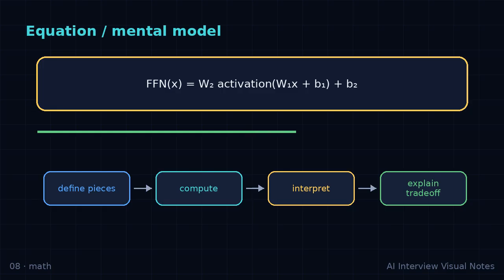Interview checklist. Say attention mixes tokens, FFN transforms each token. Write the two-layer structure. Mention the expansion dimension. Name common activations. Connect FFNs to parameter count.